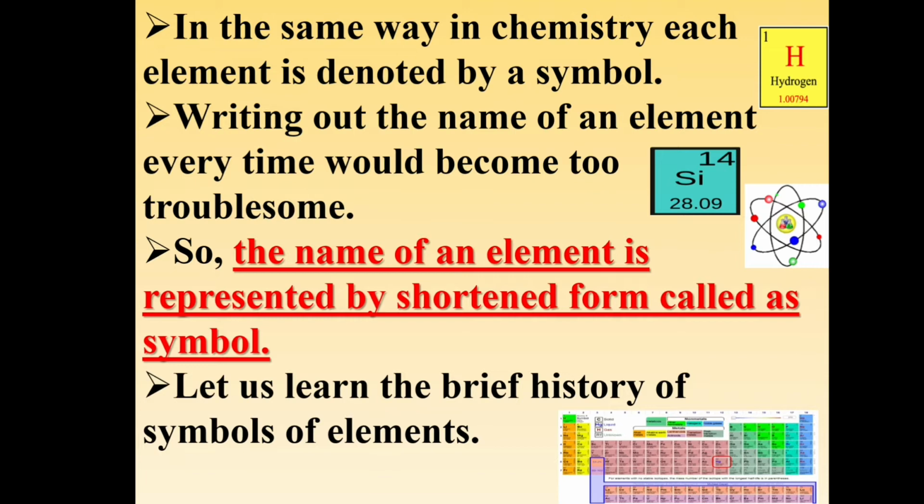In chemistry, each element is denoted by a symbol. Writing out the name of each element every time would be very difficult, so symbols are used. The name of the element is represented by a very short form, which is called a symbol. Now let us discuss the brief history of symbols of elements.